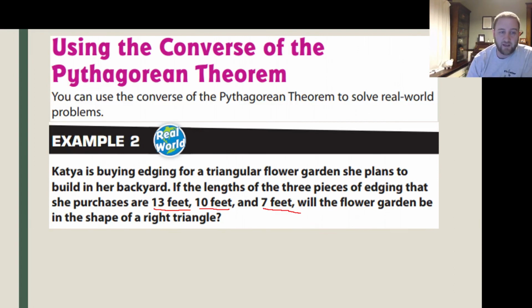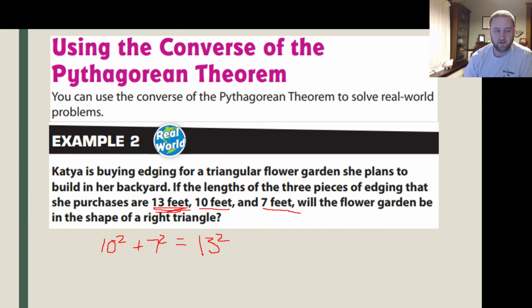Now you might be tempted to just do 13 squared plus 10 squared equals 7 squared, since that's the order that they're in. But remember, the hypotenuse, C, should always be the longest side, which is 13. Okay, so we're actually going to do 10 squared plus 7 squared equals 13 squared.